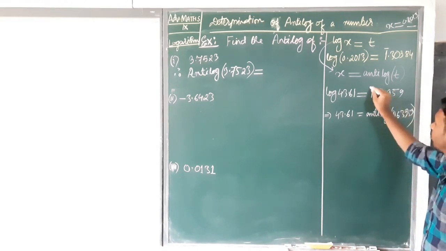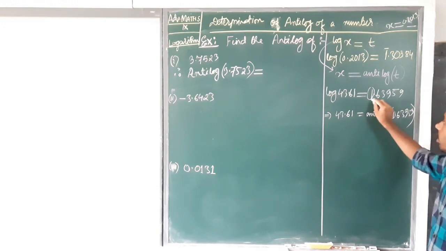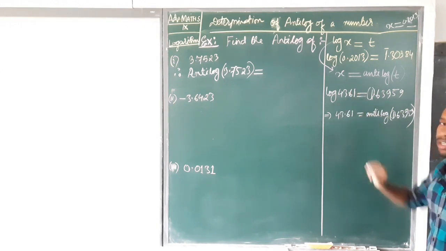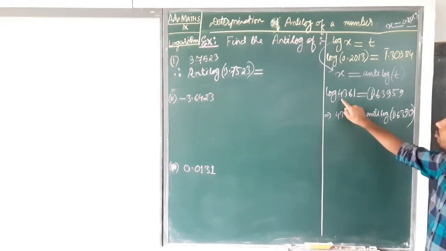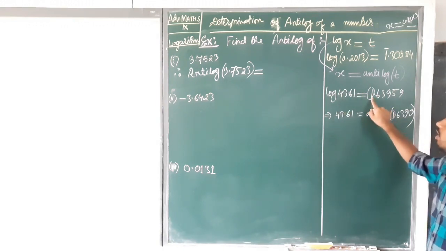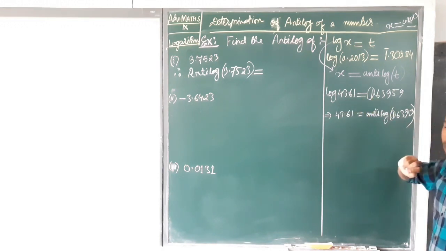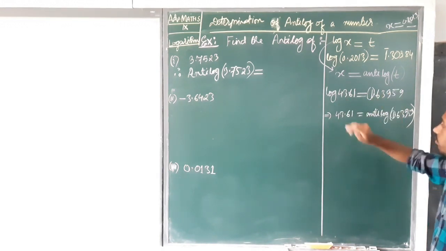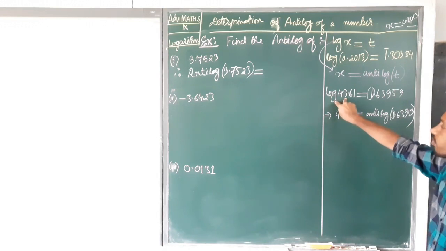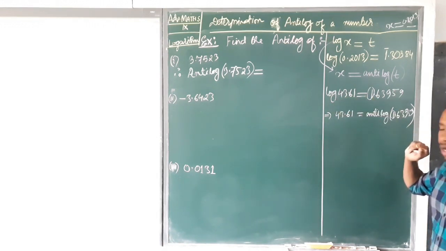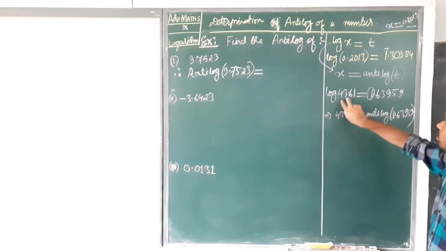This integral part is from here. And how do we get this integral part? We get it based on the number of digits in the left hand side of the decimal point. We know if the number of digits is 2, then the characteristic will be 1 less. So if 2, 1 less is 1. If there are 3 digits, instead of 2, then the characteristic we get is 2. Alright. Similarly, here 2 digits, so 1.